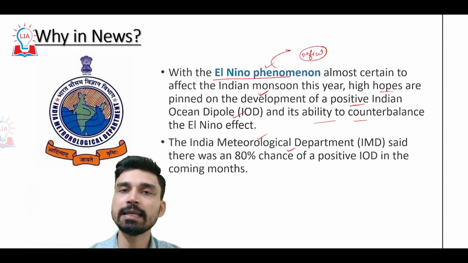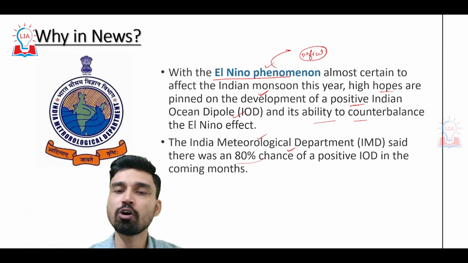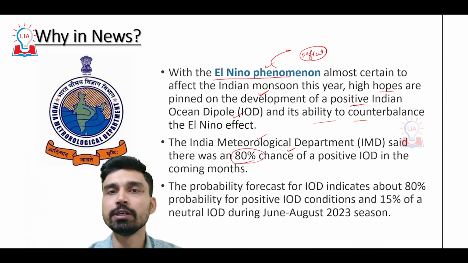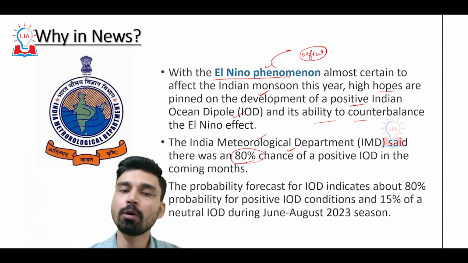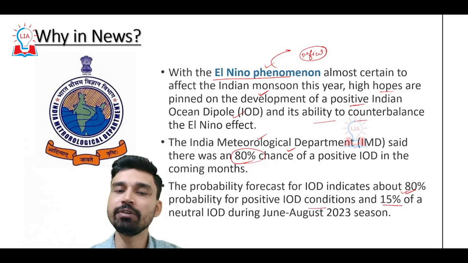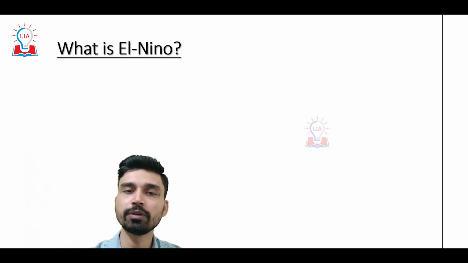In this regard, the IMD, the Indian Meteorological Department, has said that there is almost an 80% chance of positive IOD in the coming months of July and August, and the probability forecast for IOD indicates about 80% positive IOD condition and 15% neutral IOD between the June-August and July-August 2023 seasons.